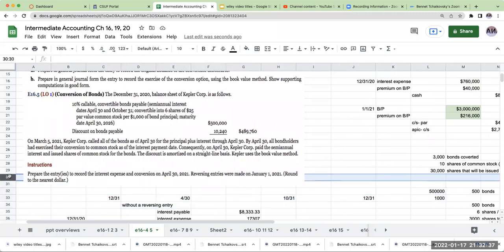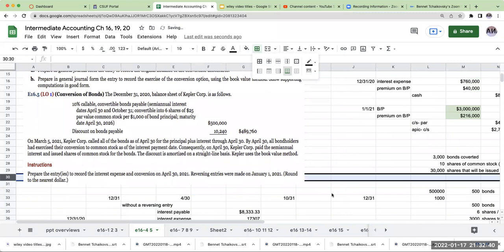But that's how we go through and do this exercise 16-5. And this was on take 3. It's exciting. These things do take me a while.